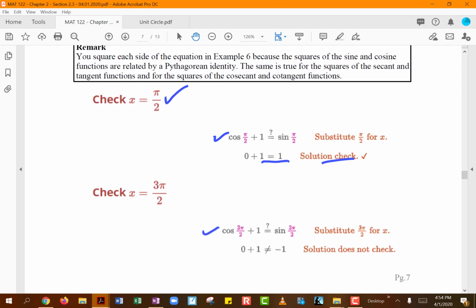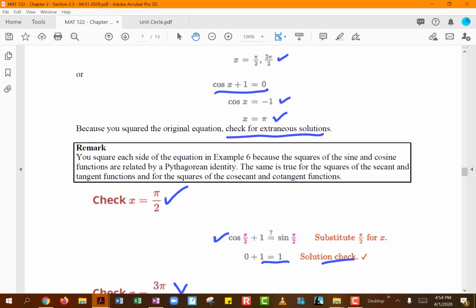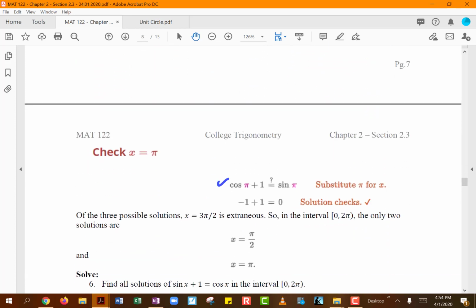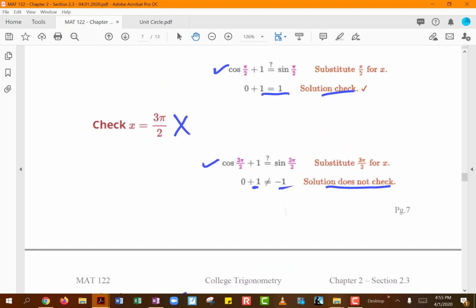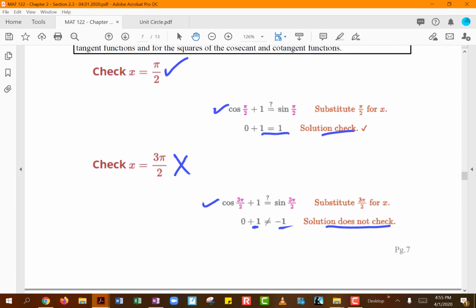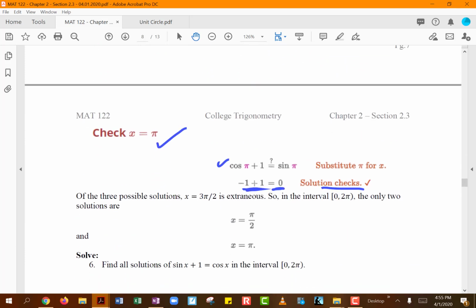So again, in the original equation, but I'm getting positive 1 here, and I'm getting negative 1 here. So the solution does not check, which means I cannot use x equals 3 pi halves as part of my answer. And then the last number we came up with was x equals pi. So let's check for x equals pi in the original equation. Negative 1 plus 1 gives you 0, and you're getting 0 equals 0. So your solution checks, which means I can use x equals pi also. So those would be our 2 solutions out of the 3 that we came up with, because this 3 pi over 2 did not work for us.